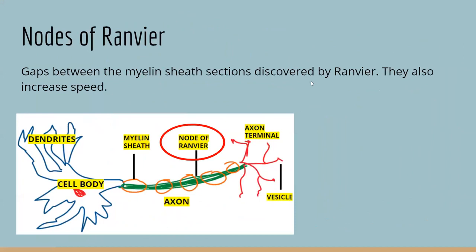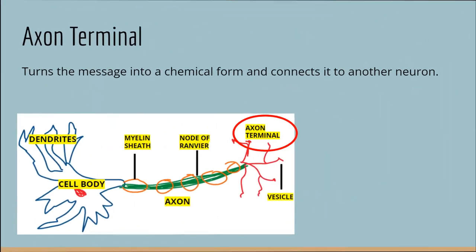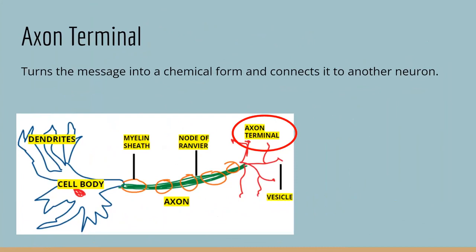Nodes of Ranvier. They're in between the myelin sheath sections, and they were discovered by a man named Ranvier. They also increase the speed. That's their purpose as well. An axon terminal turns the message into a chemical form, and it connects it to another neuron. So that's what connects to the dendrites of a different one. That's how they connect.